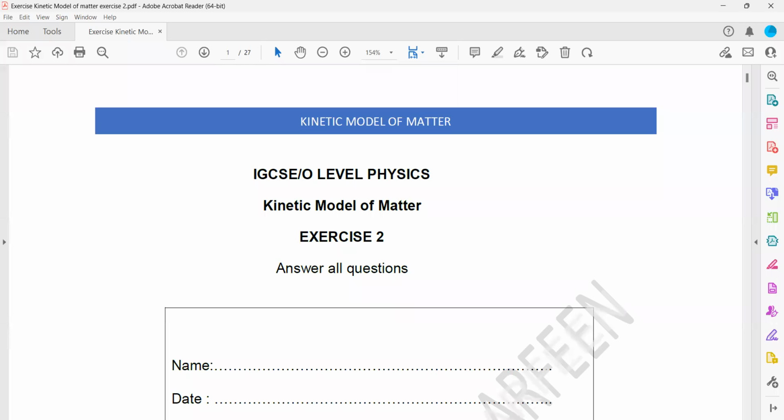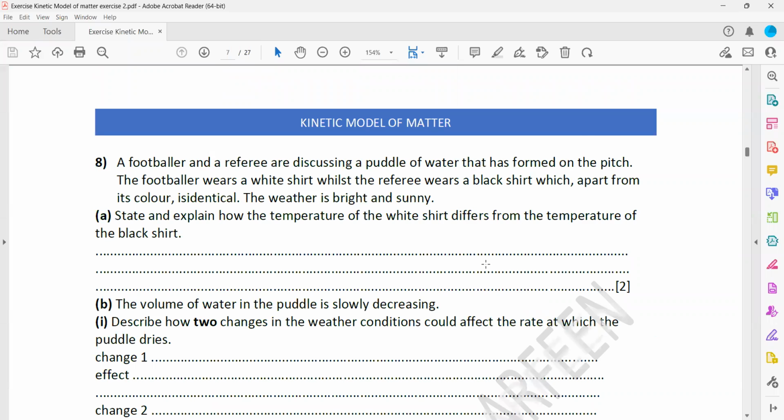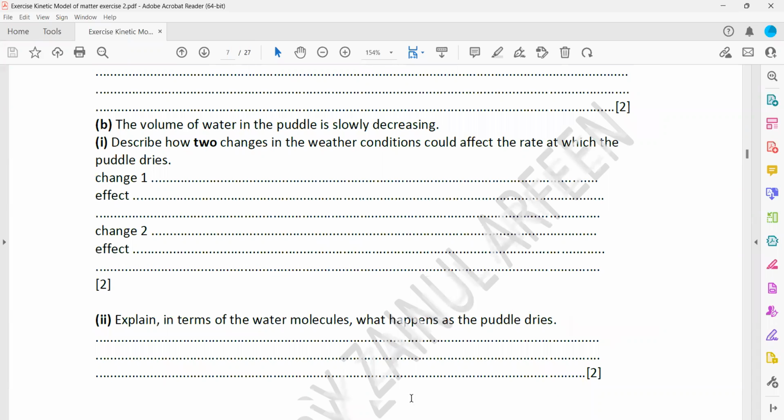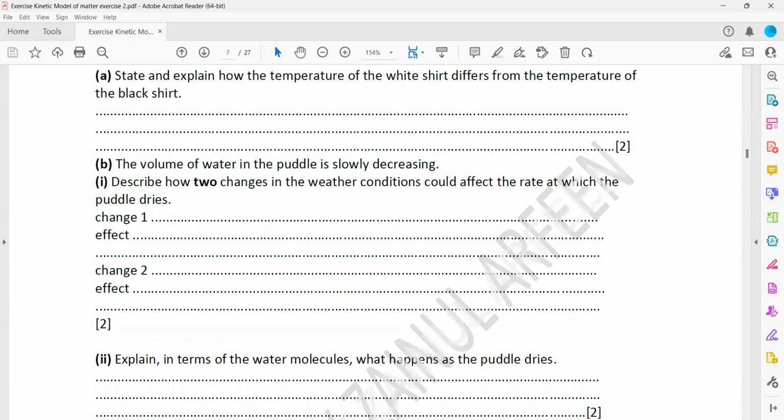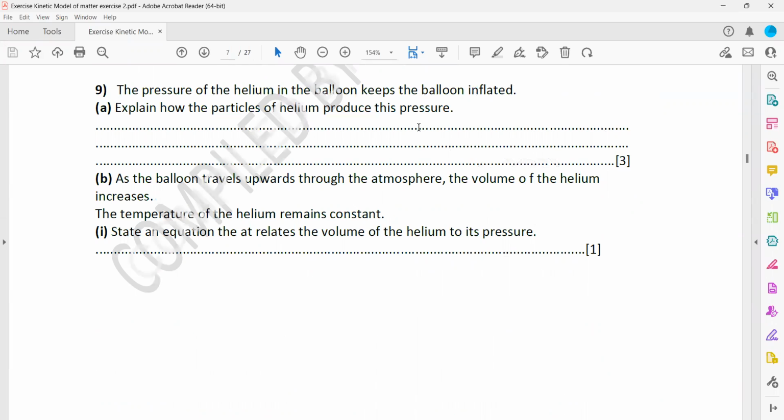So the exercise 2, kinetic model of matter, and the doubts related to this exercise. First is page 7, question 9b1. A balloon travels upward through the atmosphere, and the volume of the helium increases.